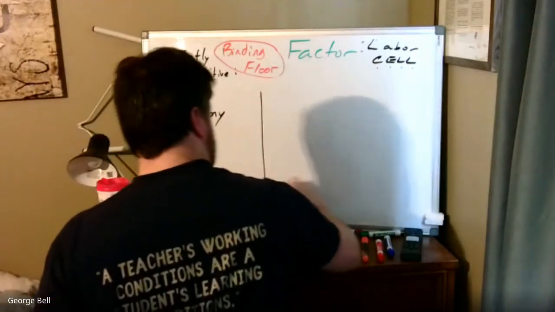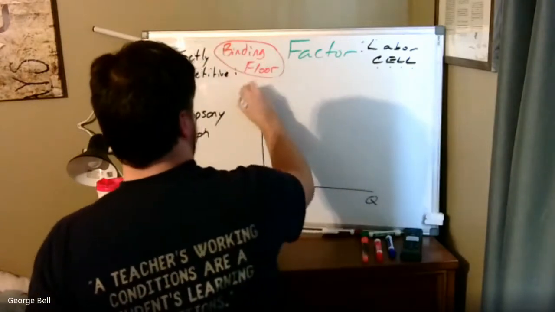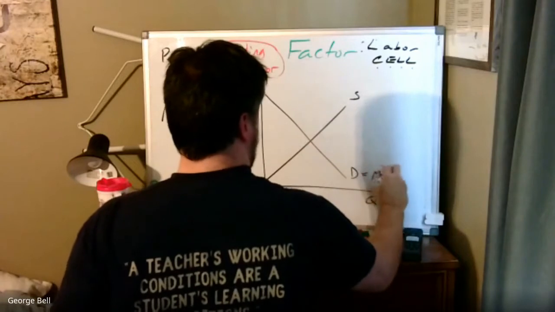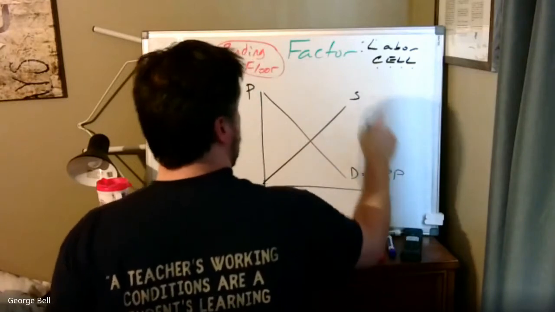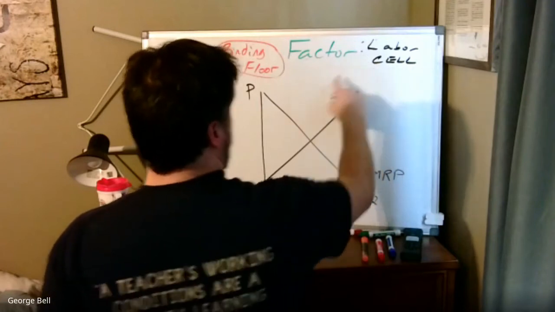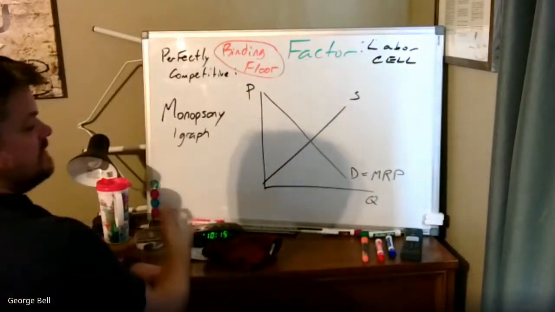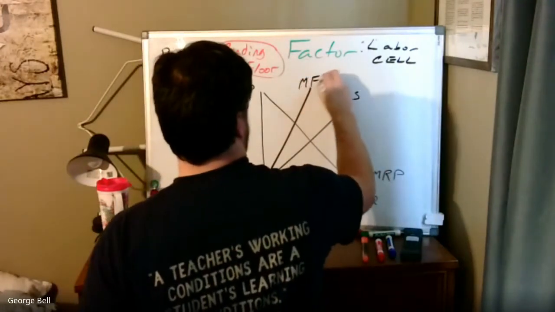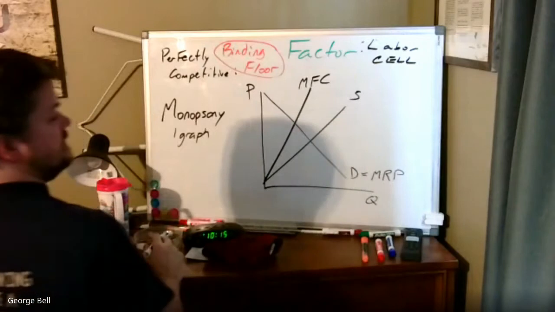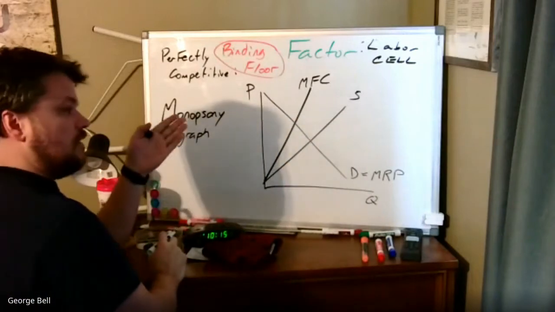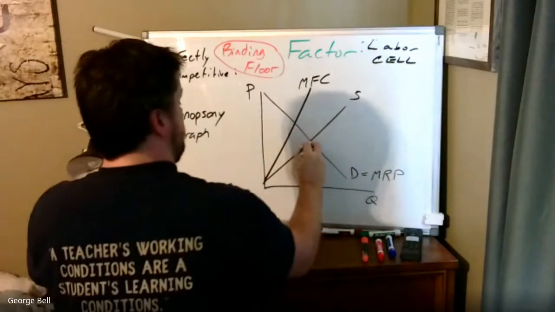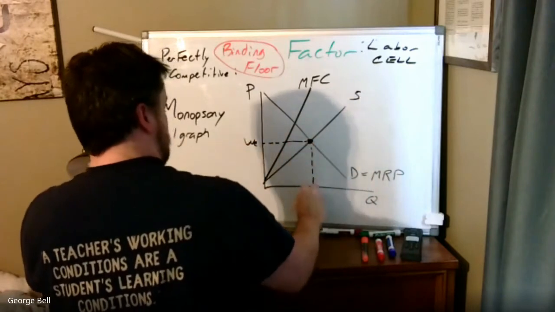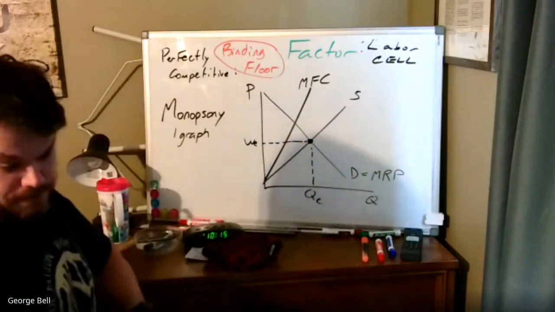So to draw monopsony, we start with price and quantity. Then we put supply and demand in just like so. Demand equals the MRP. That's the standard rule in a factor market or labor market, which is both. The next thing that we do then is we have to add the MFC like so. This is the big difference. The MFC is higher than the supply curve. And this here would be the wage at equilibrium. This would be the quantity at equilibrium.